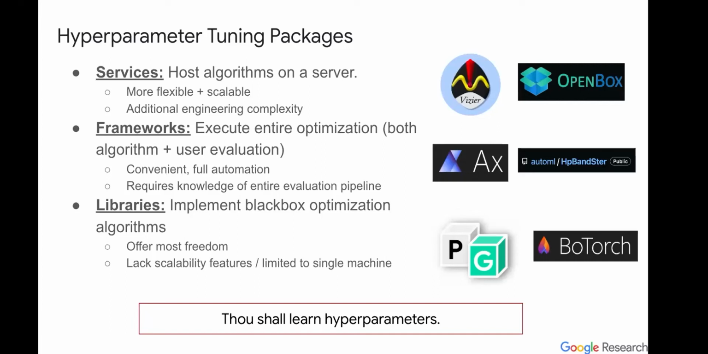The last one are libraries, where they just implement black box optimization algorithms and say, okay, you can do whatever you want with them. They offer the most freedom, but they usually lack scalability features and are limited to only one machine. These include PyGlove, which is for evolutionary algorithms, and also BoTorch.